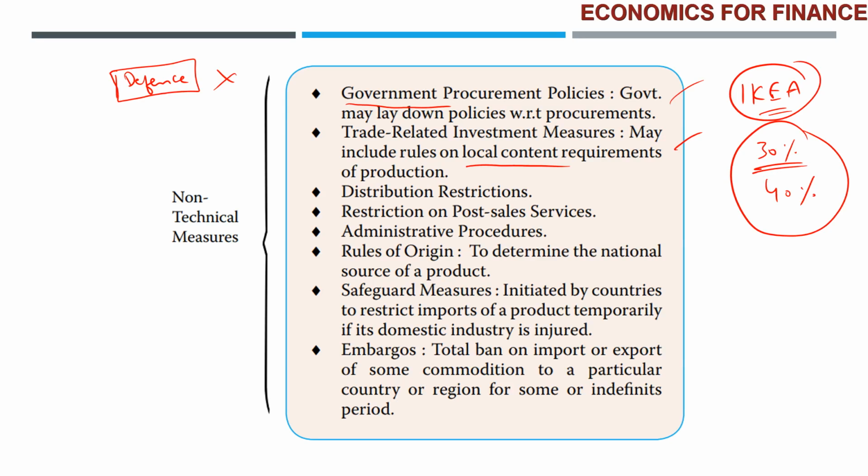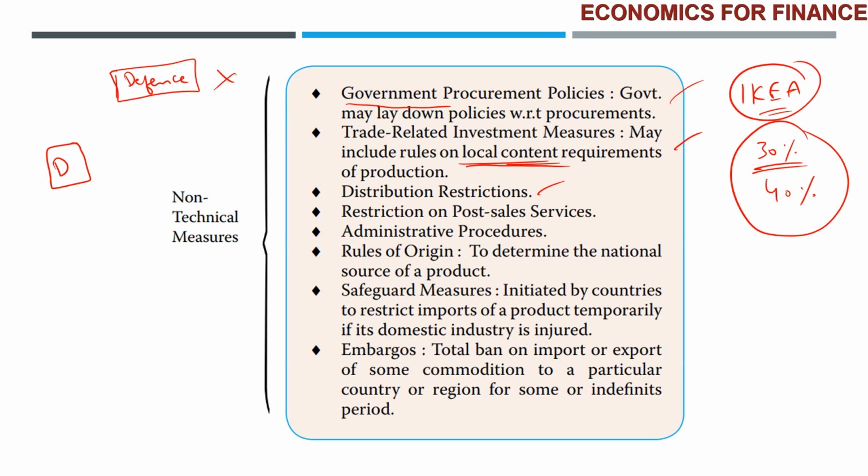Not only for them, even for Walmart, for them also, a certain percentage of procurement they have to do from the domestic market. They cannot import everything and sell here. No. A certain percentage they have to take from the local market only. That is a rule. With that condition only, the permissions are granted to them for establishing their stores. That's an example of trade related investment measures.